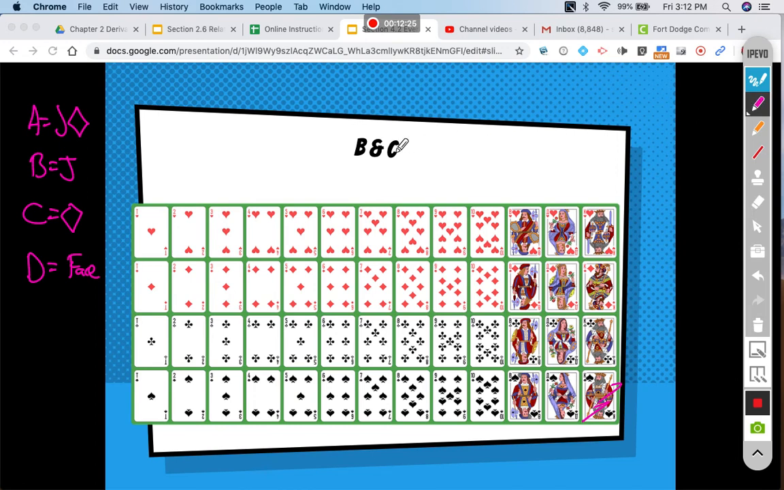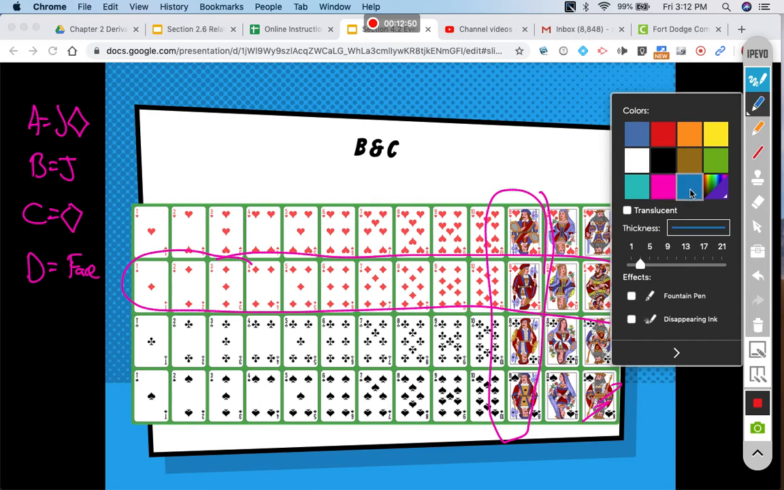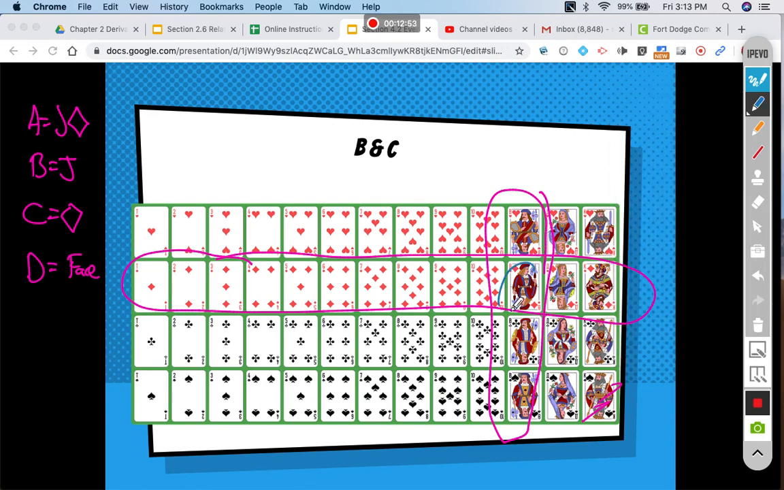For B and C, B is all the jacks, which for some reason, this picture I have represents with a little 8, it looks like. I have no idea what that's talking about. C is all the diamonds. So we're looking for the event B and C. So we're looking for the intersection. So the intersection is just this one, the jack of diamonds. So B and C also equals event A, by the way. Funky weird. Okay.